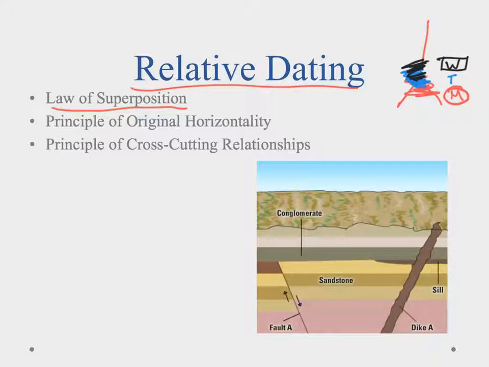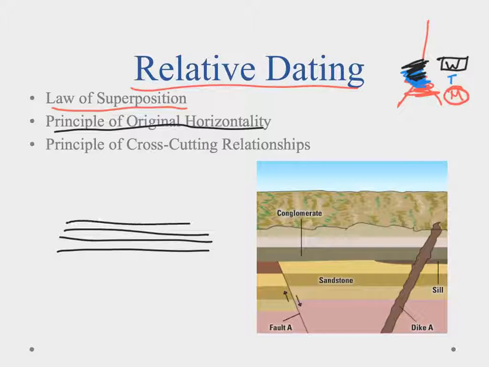The second one that helps us is what we call the principle of original horizontality. What that means is that we're talking about sedimentary rocks here, and those are the layers that we're going to be looking at. And what we notice is that sedimentary layers are going to want to lay down in a horizontal manner. So originally, that's what they're talking about. All these layers were going to be this way, and they'll stay that way unless they're acted on by a force. So if we see a bunch of layers that are looking this way, we can assume that the oldest are at the bottom and the youngest are at the top.